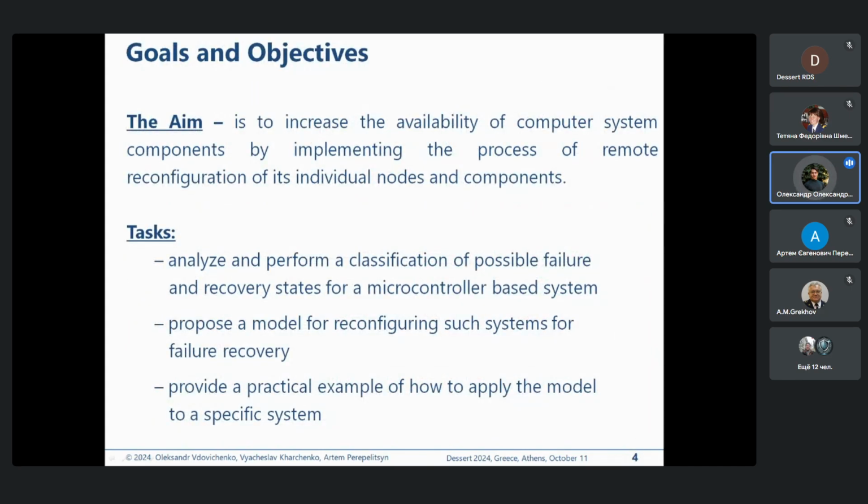So, for increasing the availability of computer systems and their components by implementing the process of remote reconfiguration, we should follow the next tasks. Analyze and perform a classification of possible failure and recovery states, propose a model for reconfiguring such systems for failure recovery, and provide a practical example of how to apply the model to a specific system.